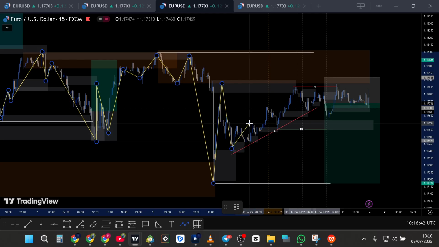So what I'm now anticipating is that this pullback, the way it was respecting all this demand, was just to induce people to buy and continue buying, and then also to have the supply mitigated. So as you can see also, we didn't have a change of character around here, but price danced around there with those supplies and then tried to break this trend line and then maybe give us the signal of going to the downside.